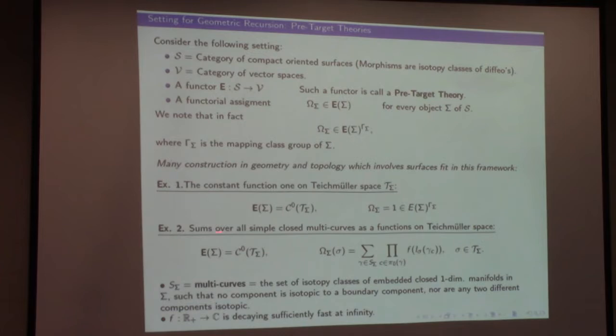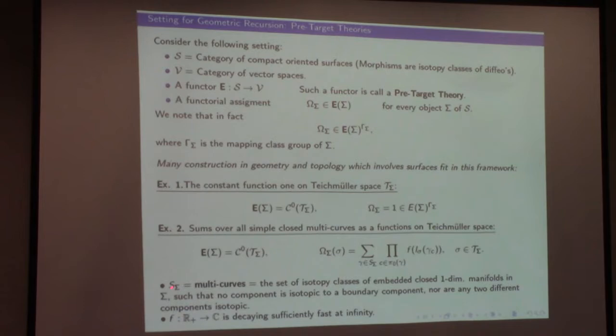Okay, now I take something a little bit more interesting. I now want to take sums over simple closed multicurves on the surface. So S sigma here is the set of multicurves. Multicurves are just embedded one-dimensional manifolds inside the surface, say this one here, or this one here, or the union of the two. The point is that we only consider them up to isotopy. They're not allowed to intersect each other. Each curve is simple, and none of the components are isotopic to a boundary component. And that L sigma is the length function with respect to the metric? Yeah.